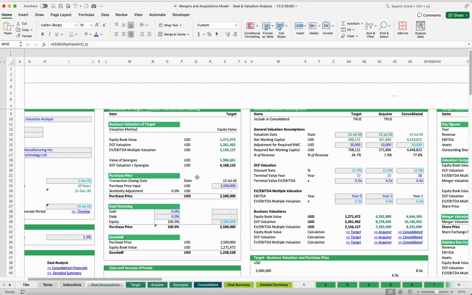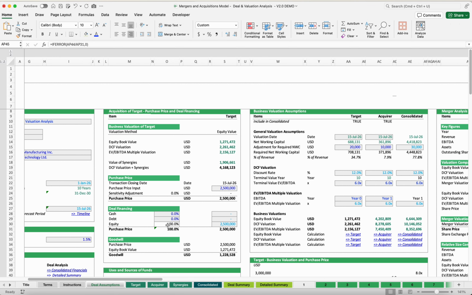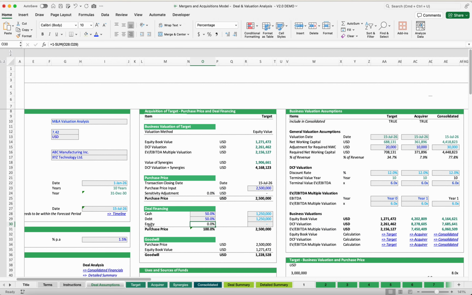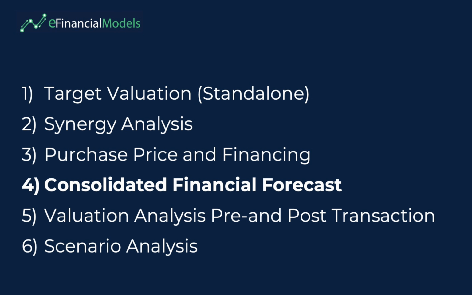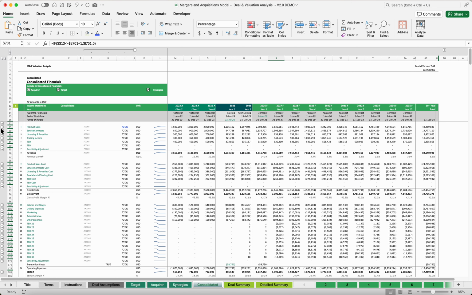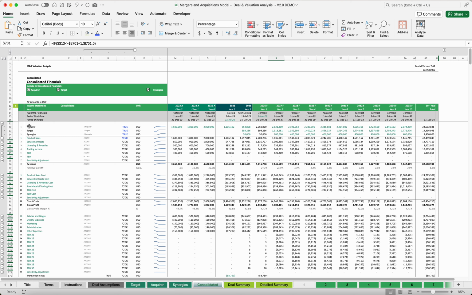So we have these three options. Now we just need to decide which one we need to do, and we can here simply toggle around. In this case, I'm going back to pay via cash and debt because I think that's more interesting. I don't want to get diluted by issuing new shares. Now that we have determined the purchase price, the next step is to prepare a consolidated forecast. And in this forecast, what we're going to do is add everything up. We're going to add up the financials of the acquirer, the target, and the synergies. We're doing this line by line.